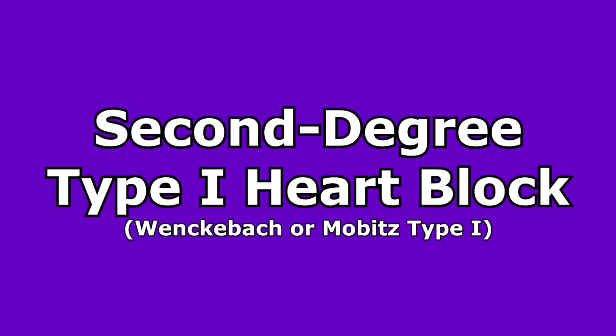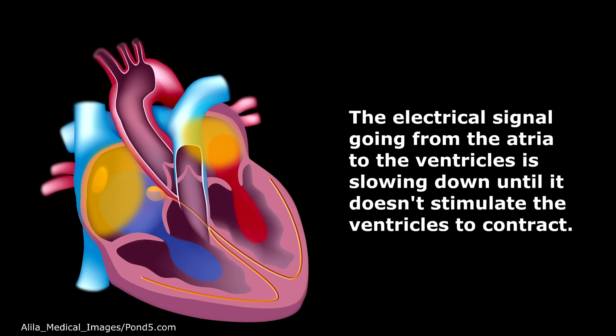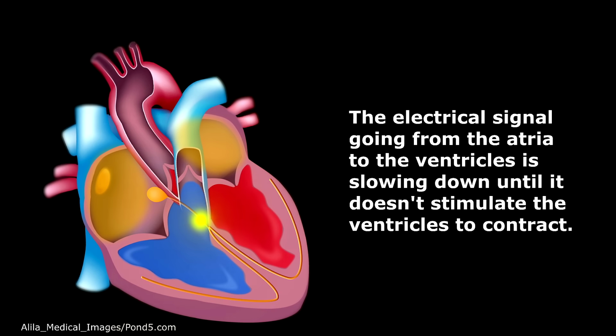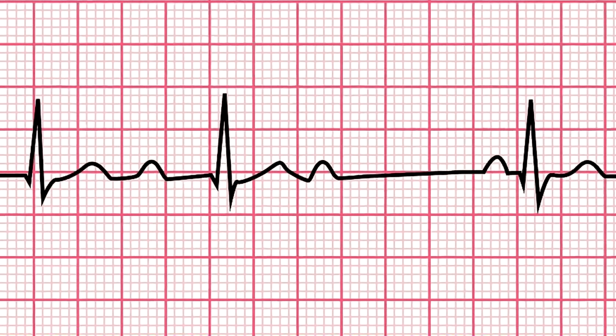Next, let's look at second-degree type 1 heart blocks, also known as Mobitz type 1 or Wenckebach. Now, the reason that this rhythm is occurring is because the electrical signal that's going from the atria to the ventricles is getting progressively slower until it doesn't really stimulate the ventricles to contract, hence producing no QRS complex.